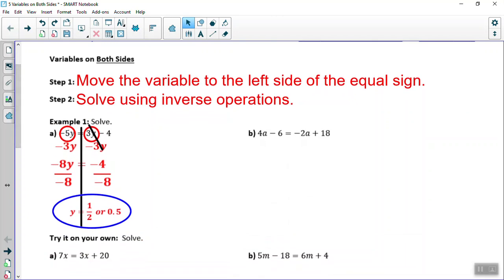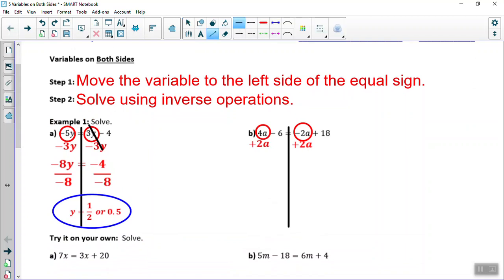So same kind of thing. I like to, again, identify where my variables are. And I see that I've got variables on both sides. So the first thing I'm going to do is add 2a to both sides. Again, I want them all to be on the left side when possible. Those cancel out. I do my math. 4 plus 2a gives me 6a. Bring down my minus 6, bring down that 18.